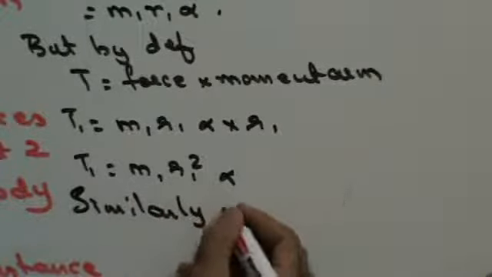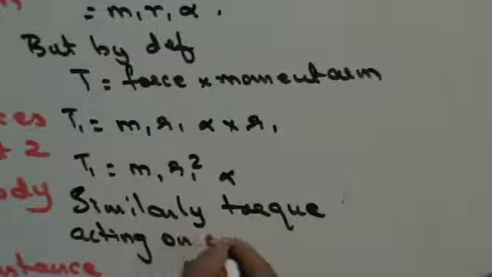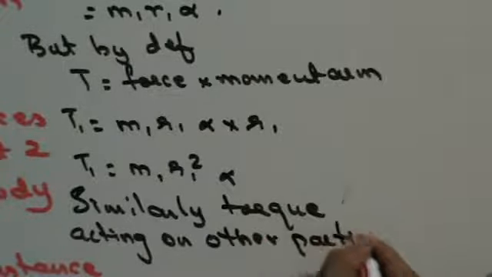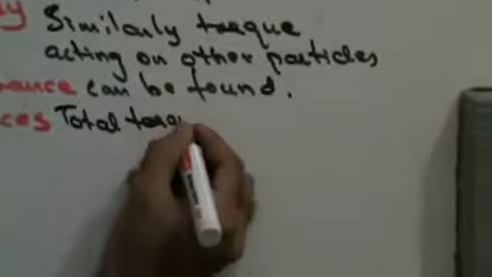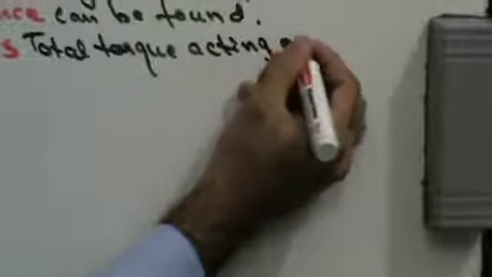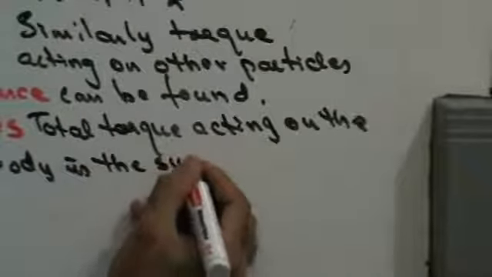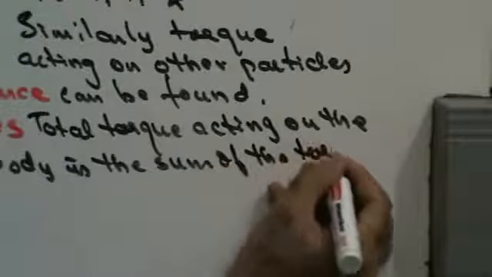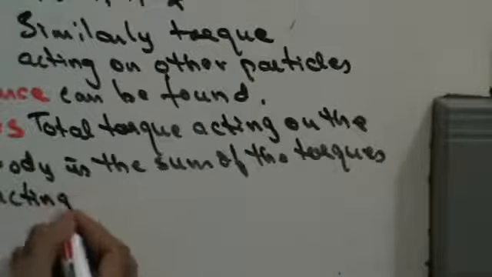I can say in the same manner, torque on other particles can be found out. Similarly, torque acting on other particles can be found. Now the total torque possessed by the body is going to be nothing but the sum of all the torques acting on the particles of the body. Total torque acting on the body is the sum of the torques acting on the particles of the body.